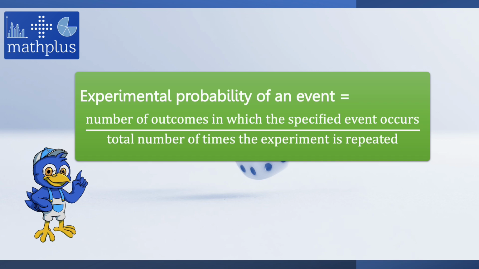When we repeat the experiment many times, we can compute the experimental probability of an event using the formula shown in the screen. We first count the number of outcomes in which the specified event occurs, and we divide this number by the total number of times that the experiment is repeated.